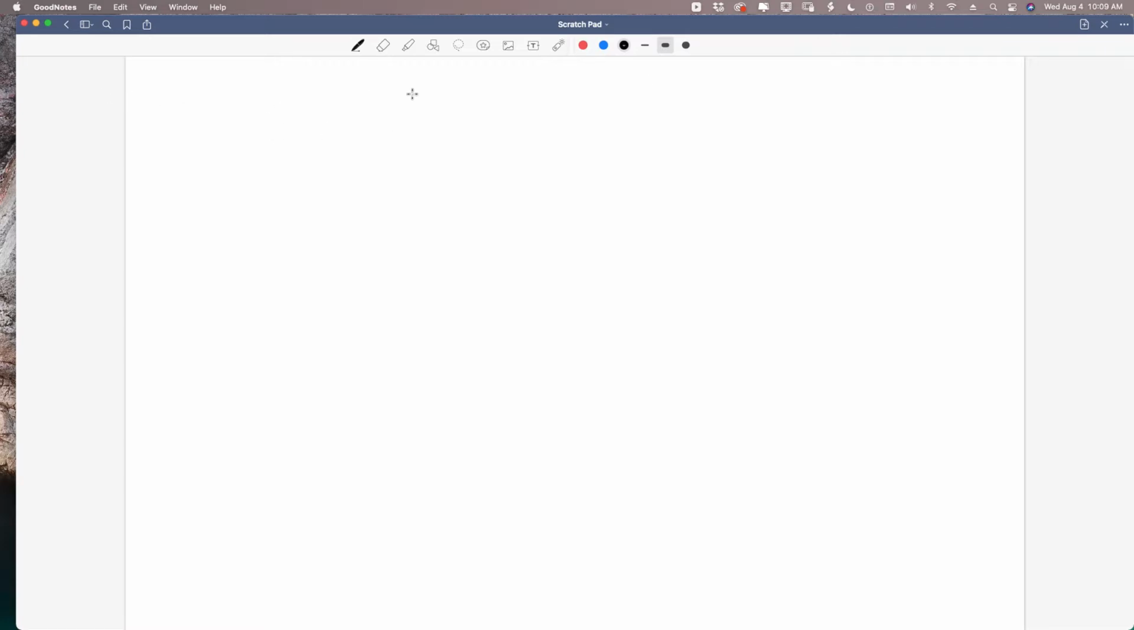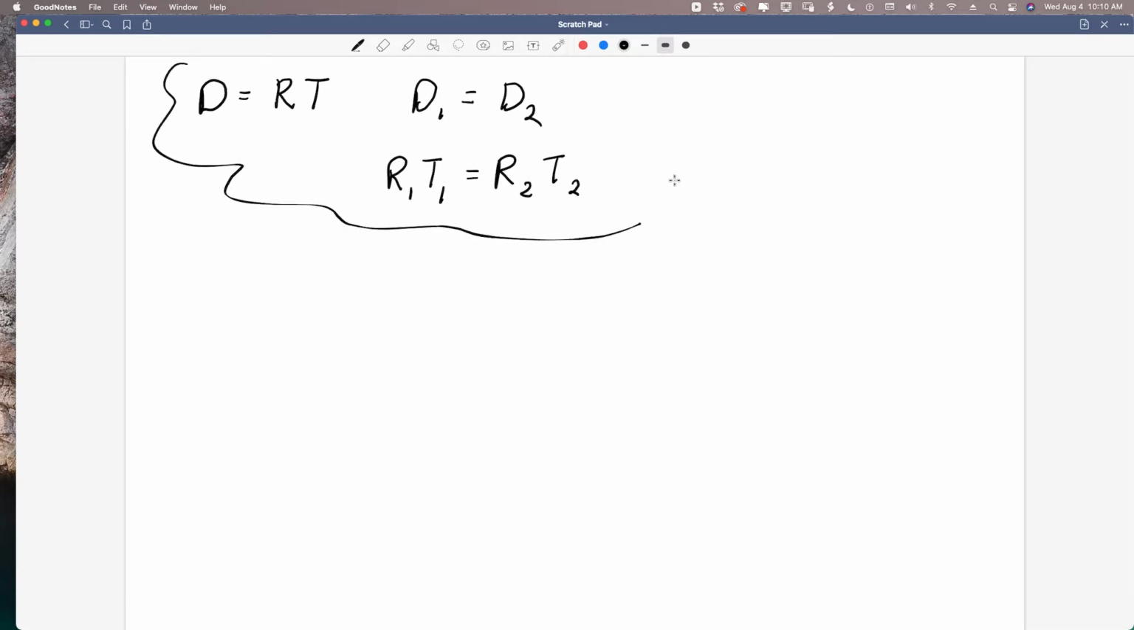So let's begin with 22.1. And first, before we start into that, remember when we talk about uniform motion and distance problems, DIRT. Distance equals rate times time. So that means that if distance 1 equals distance 2, then the rate of 1 times the time of 1 equals the rate of 2 times the time of 2. Remember our subscripted variables that we used? Put this in your notes to refresh your memory.